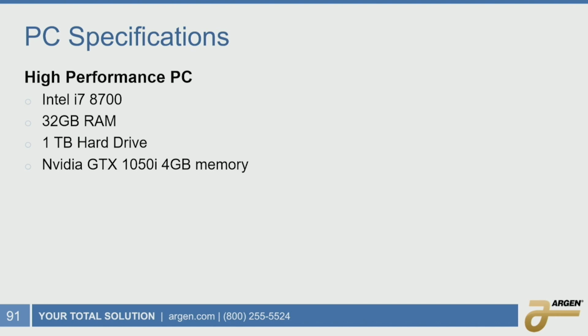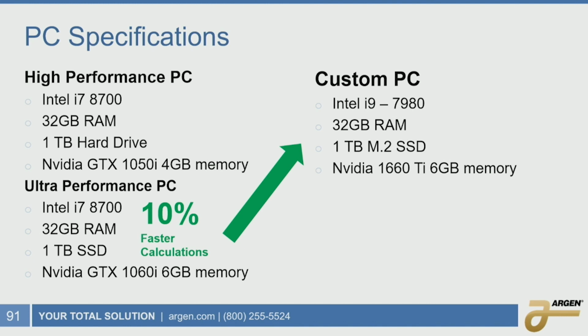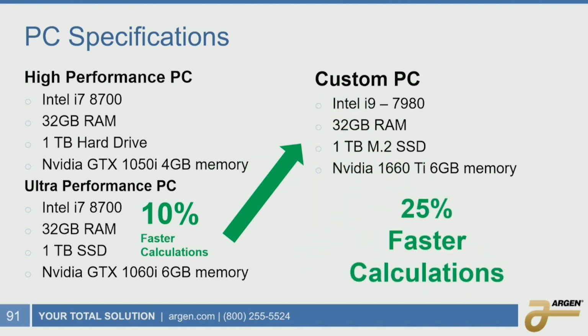So this is your standard kind of PC nowadays when you buy them. If you were to increase it just a little bit, so right here we can see we went from a hard drive to a solid state, and we went to a better video card, your calculation times are going to decrease by 10%. If you were to move to a PC with even more specs, so an i9 with the 32 gigs, solid state drive, and a better video card, 25% reduction. Who doesn't want to do 25% more work faster?